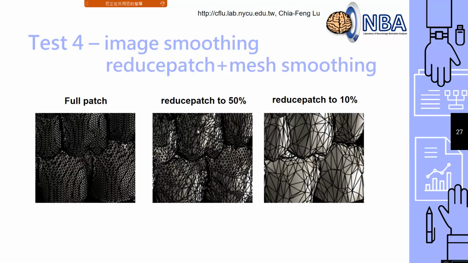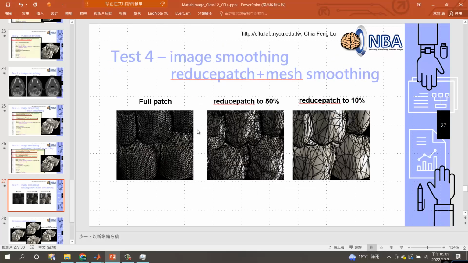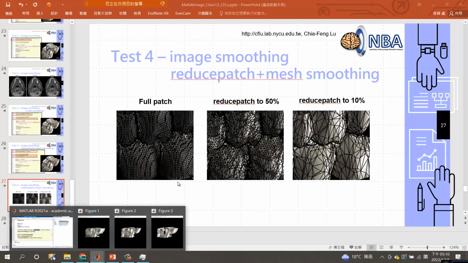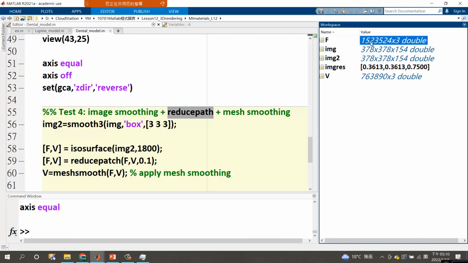For the current example on the screen, you can see the left-hand side is the so-called full patch. Full patch means you have all the faces and all the vertices right here. But for this case, the image is pretty large, right? So you can take a look right here. How many faces do I have? I don't know how to say this number. It's around 1 million, right? 1 million right here. And for the vertices right here, you can see 763,000 vertices.